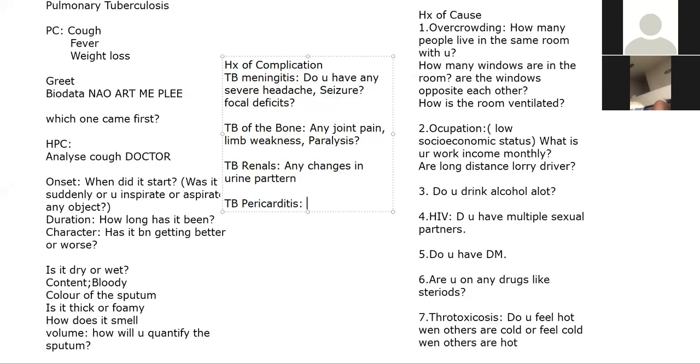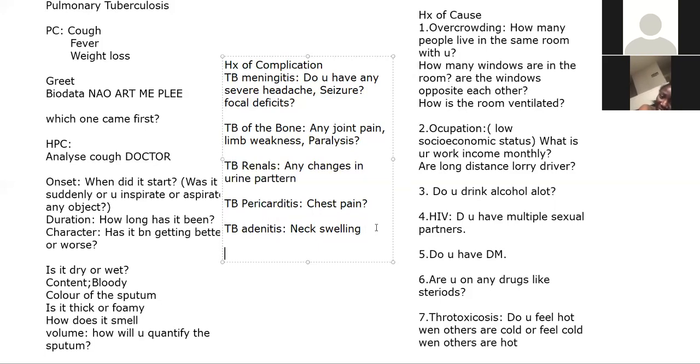So for TB pericarditis, how do you ask? Do you feel pain while leaning forward? Chest pain. No, not while leaning forward. If it is while leaning forward, you are probably thinking of another thing. You can just ask about any chest pain. Chest pain is enough for TB pericarditis. Even for TB adenitis, you just ask about any neck swelling, or around the armpit. But just any neck swelling is enough.